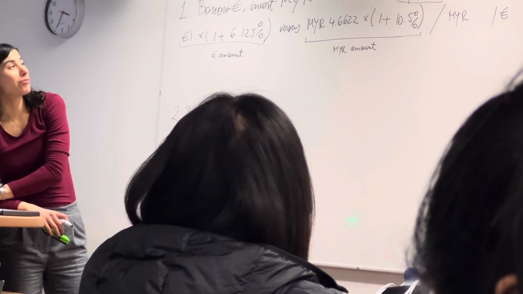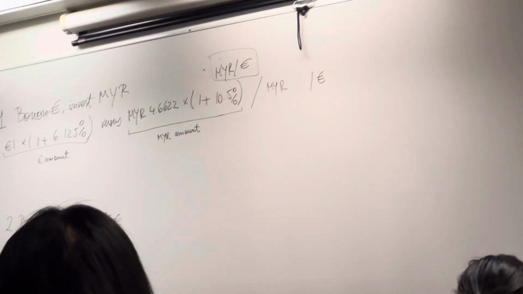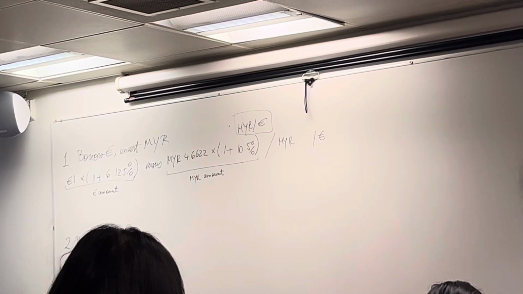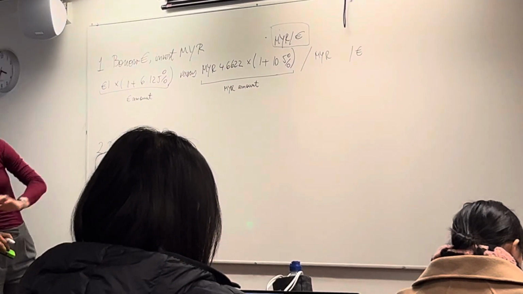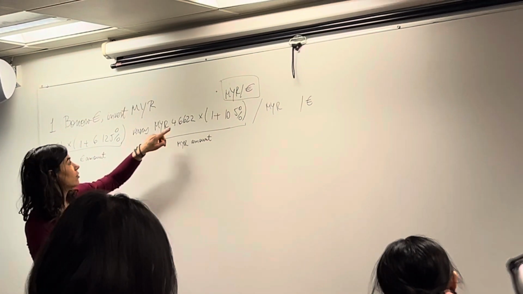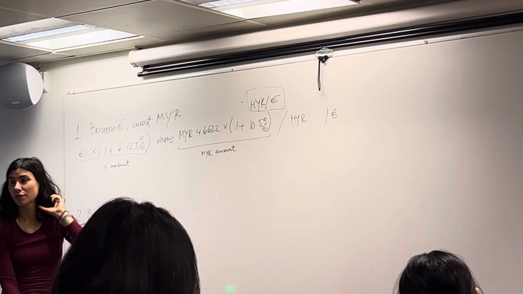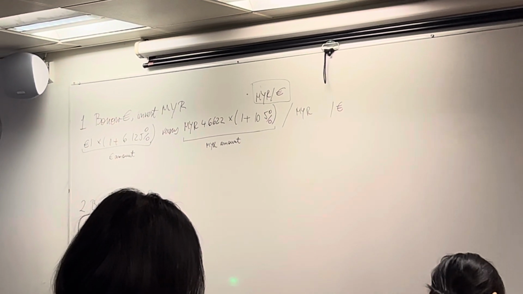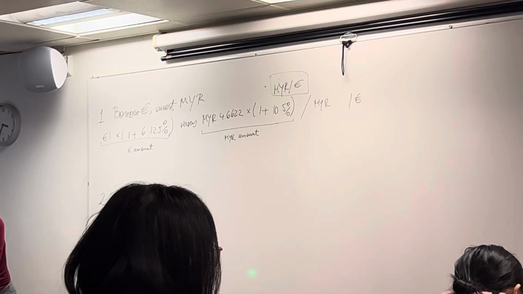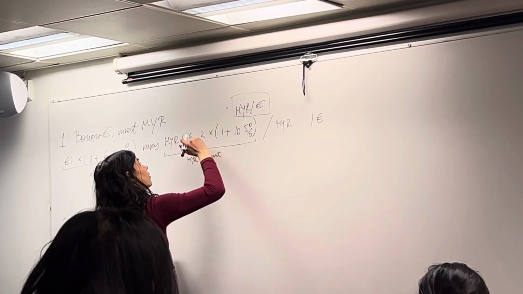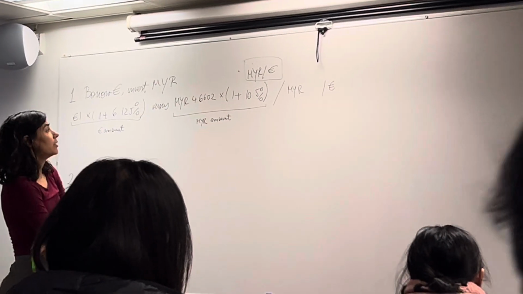Wait, can anyone spot a mistake? The ratio... So here we have €1 and we sell euro. The bank buys, yeah. So we should have used the bid, right? So we should have used the bid rate.